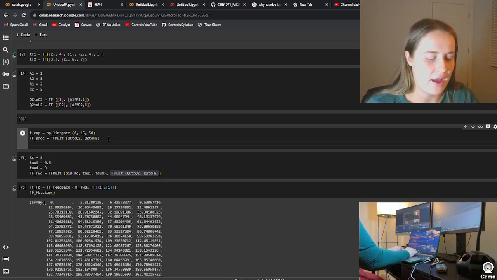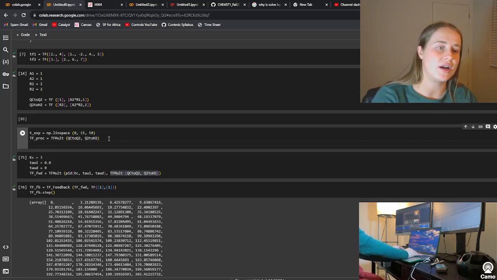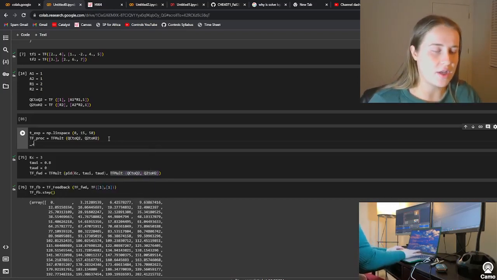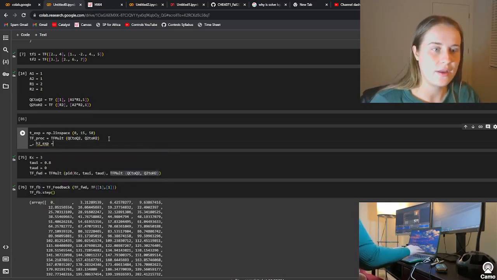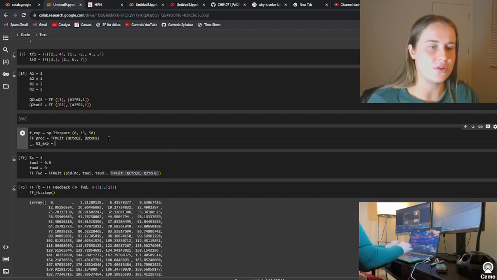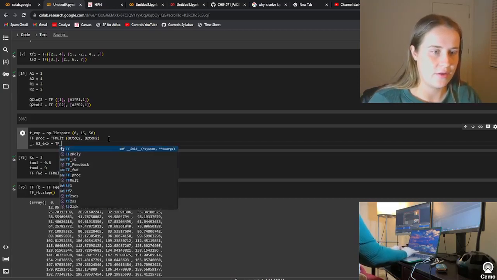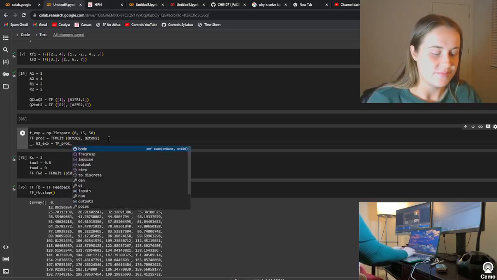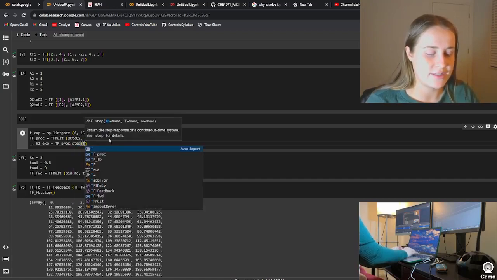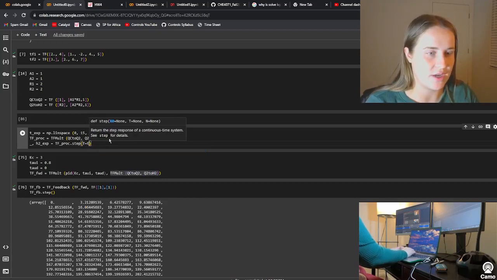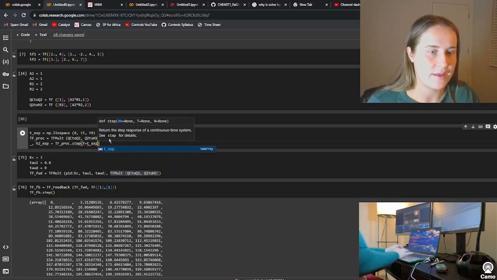And then below that, this will give us a function of time and our height. Our time just doesn't matter, so I'm going to put that as an underscore. And then we want our H2 experimental, and this is going to be equal to our TF process dot step function from, and the time is equal to T exp.